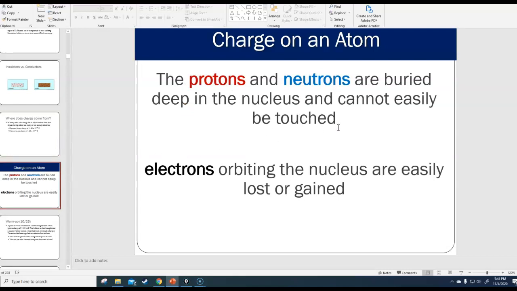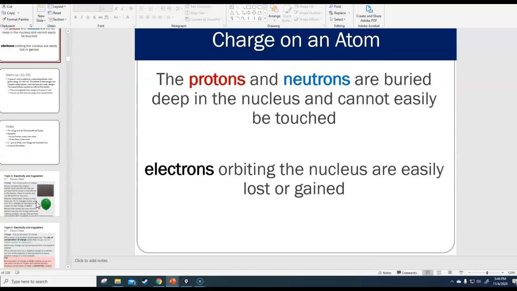We've talked about how protons and neutrons are kind of buried deep inside the nucleus, and so you don't charge an object by adding protons to it or removing protons from it, because those protons are locked up inside that nucleus. But the electrons orbiting the nucleus can easily be gained or lost, depending on what type of atom it is, of course.